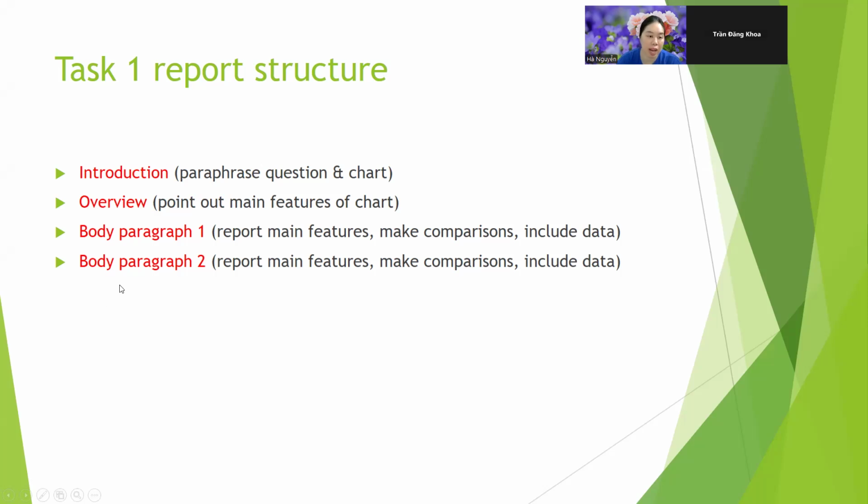Another way to write is to have an introduction, an overview, body 1, body 2, and a conclusion. That is also acceptable, but not necessary. In Task 1 writing, you do not need to have a conclusion. As long as you have the overview, the conclusion is redundant. So this 4-paragraph structure is the most effective.